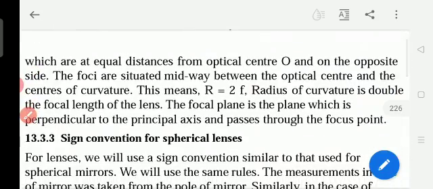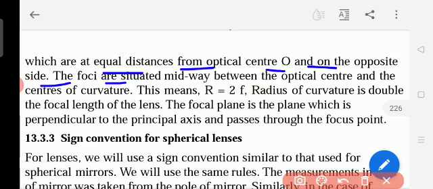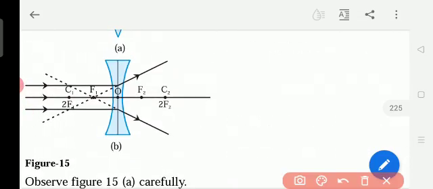Okay, so these foci are at equal distance from the optical center O, on the opposite sides, situated midway between the optical center and the center of curvature. This means R is equal to 2f. So the radius of curvature is double the focal length of the lens. The focal plane is the plane perpendicular to the principal axis that passes through the focus point. So here we have two focal points, because there are two surfaces, F and F1.